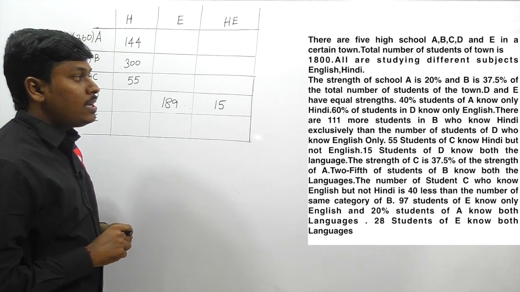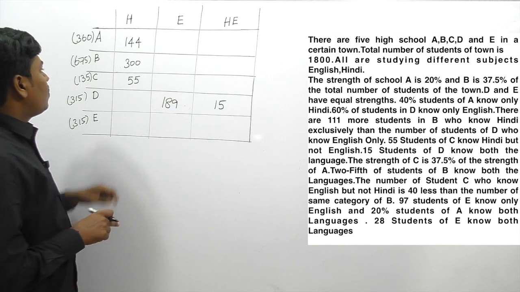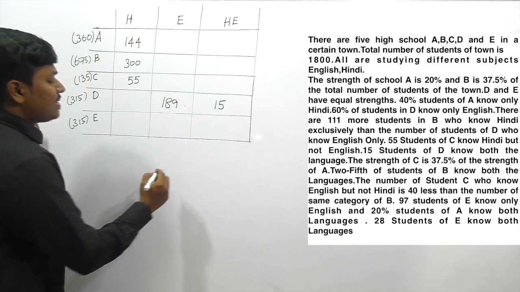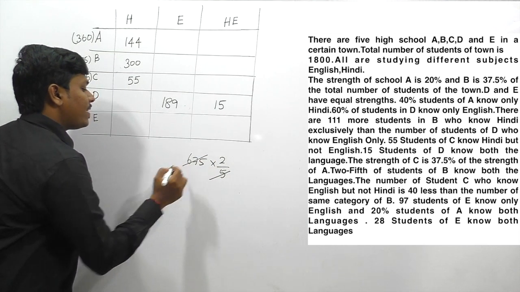2/5 of students of B know both the languages. So friends, they are saying that 2/5 of B know both the languages. What about B's strength, which is 675? They are saying that 2/5. What about 2/5, friends? Let me try to find what is 2/5.